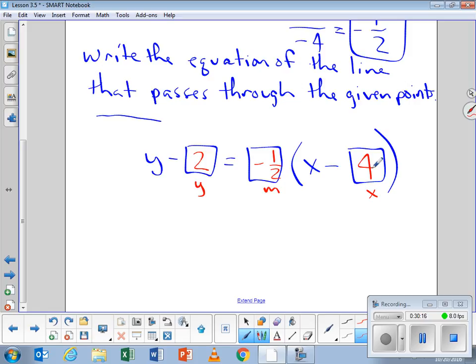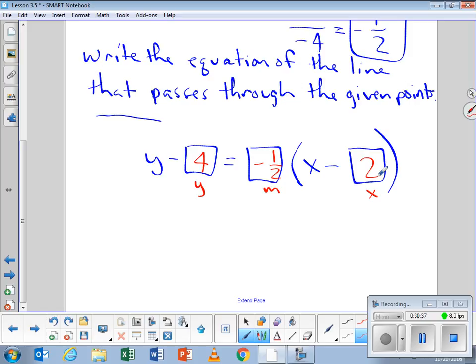What's wrong with it? The 2 goes with the X. The 2 is the X coordinate, the Y was the 4, right? So they don't go 2, 4, they go Y minus 4, X minus 2. Okay? That's how we have to do that.